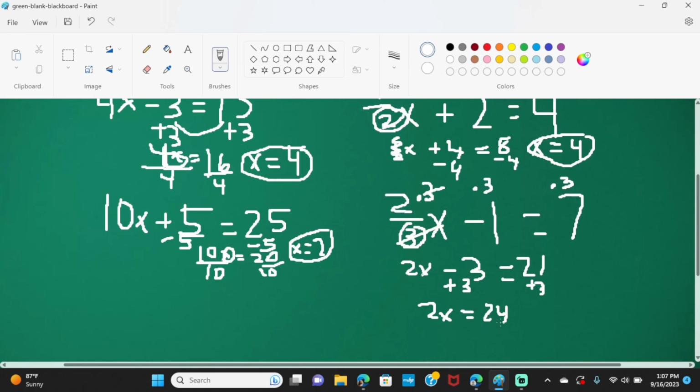Now you have that. You're going to want to divide by the coefficient on both sides, just to get x by itself. And x equals 12.